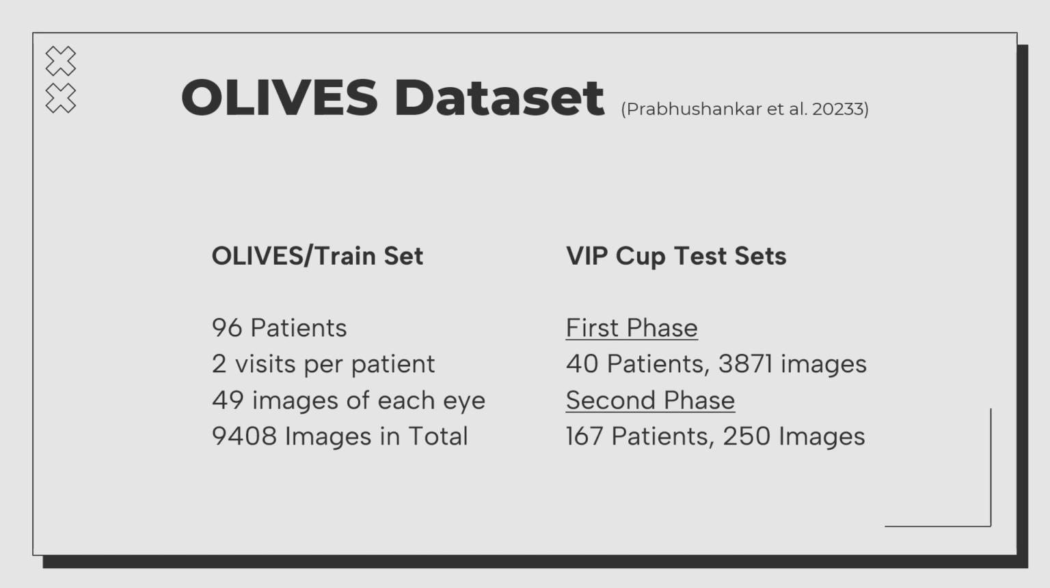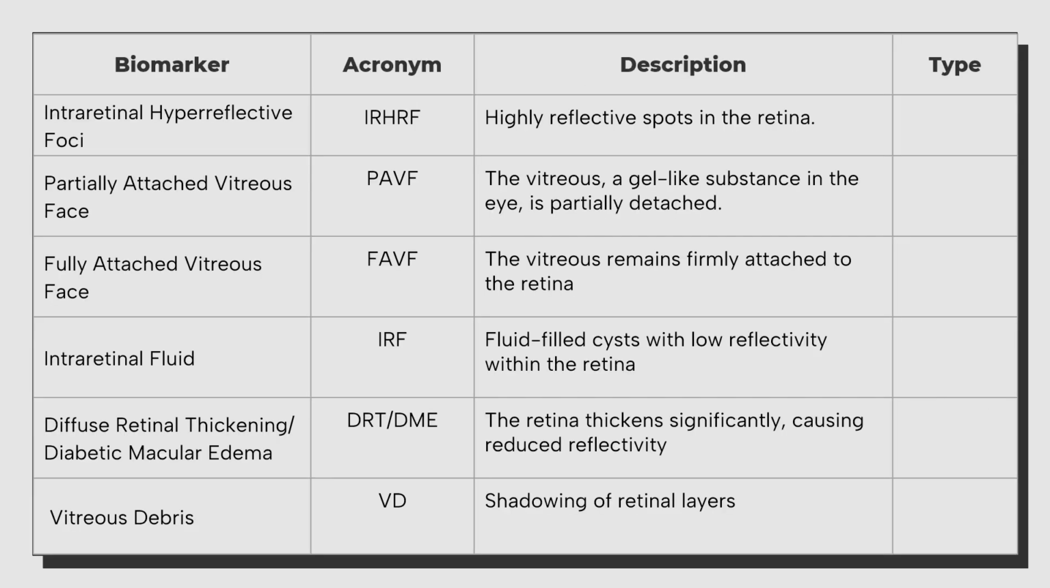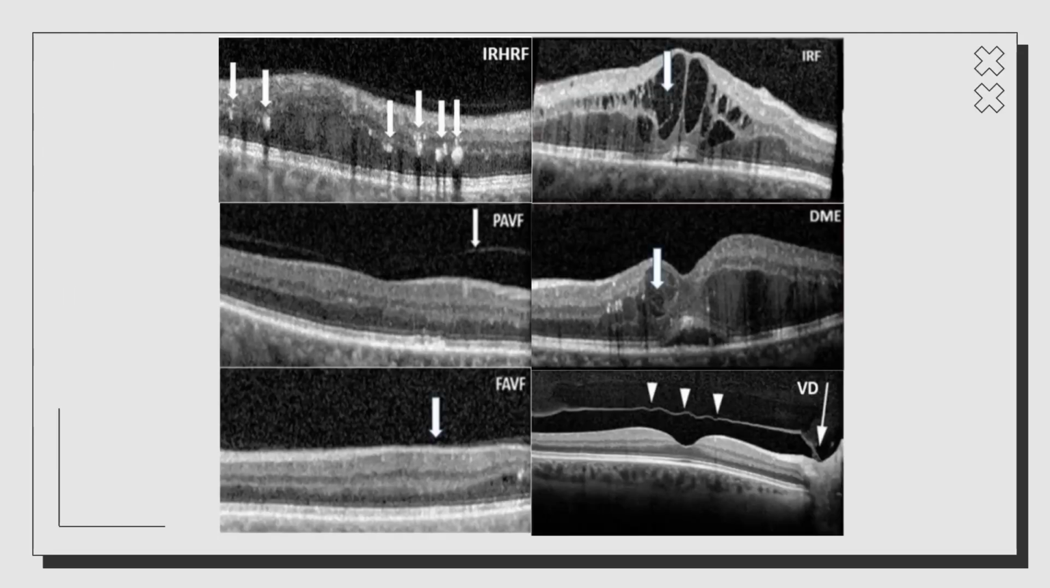The training dataset had around 9,000 images from 96 patients, while there were two test datasets for the two phases of the competition, each from totally different patients. These are the biomarkers we had to detect. I'm not going to go over them one by one. However, notice that one of the columns has been intentionally left empty. That's one of our core findings for this problem, and I will circle back to it in later sections.